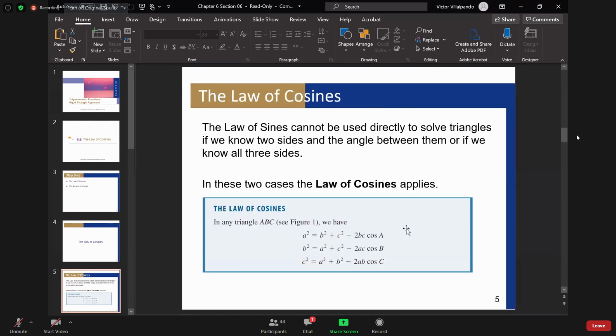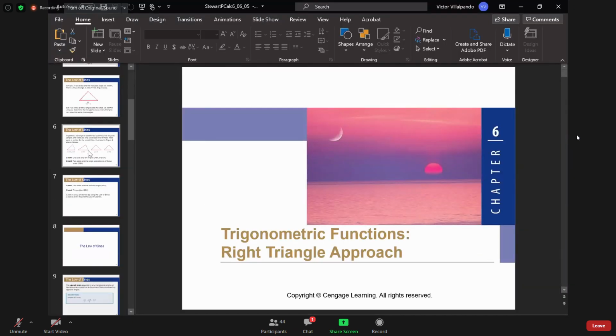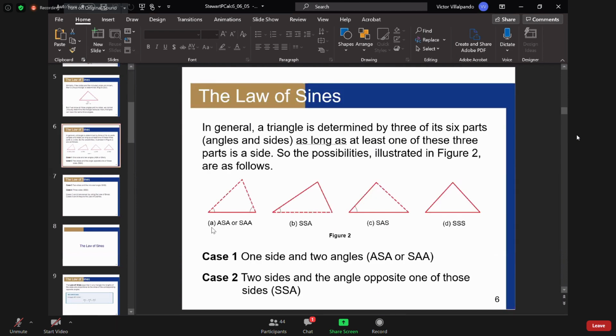It says the law of sines cannot be used directly to solve triangles if we know two sides and the angle between them, or if we know all three sides. What they're referencing is from chapter 6.5, cases C and D. This slide 6 is different, because it's from the previous section. They're talking about the other two cases, the side-angle-side case and the side-side-side case.